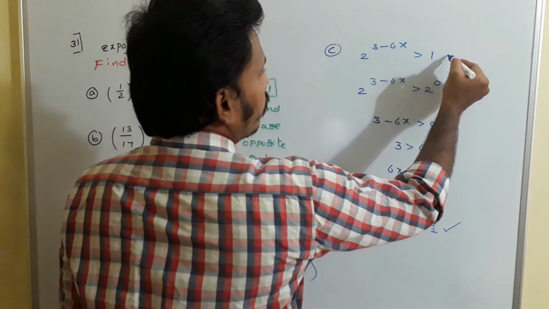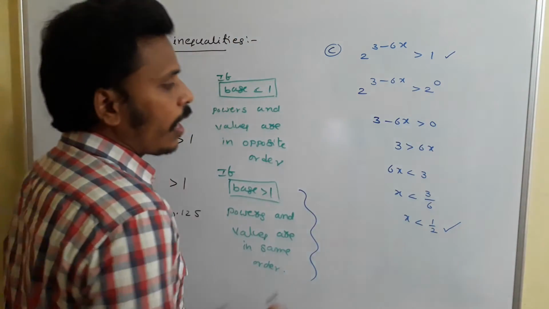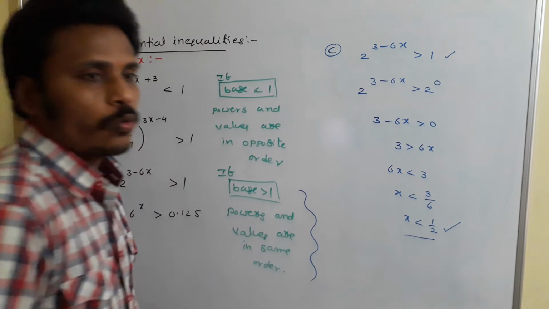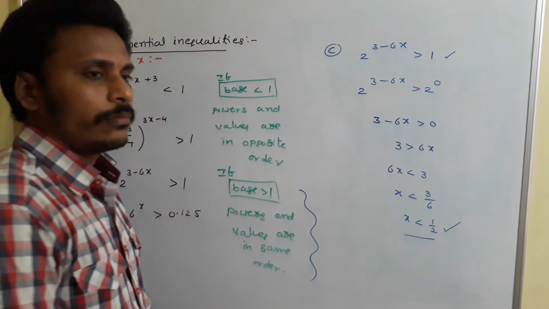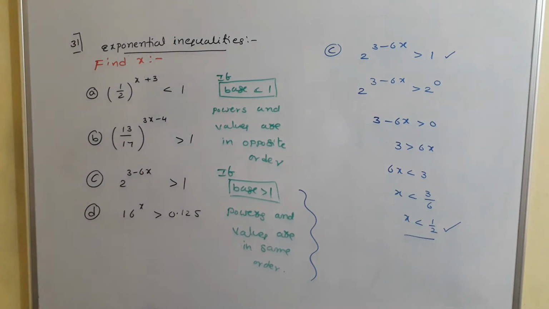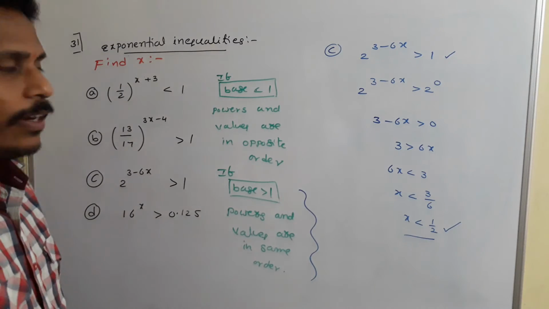So, see, this is the inequality, and if you follow, you will get x is 1 by 2. That's the problem. In the same way, you just think about the next one. I will teach you, okay?